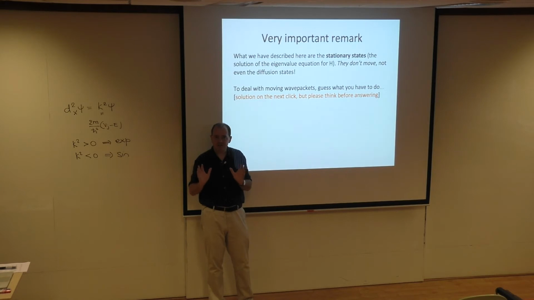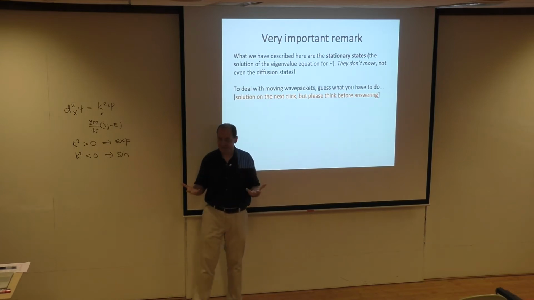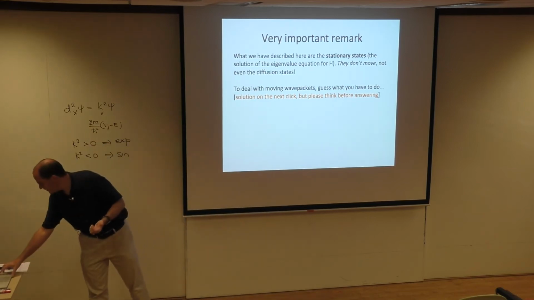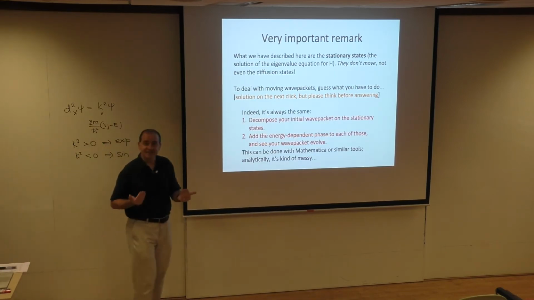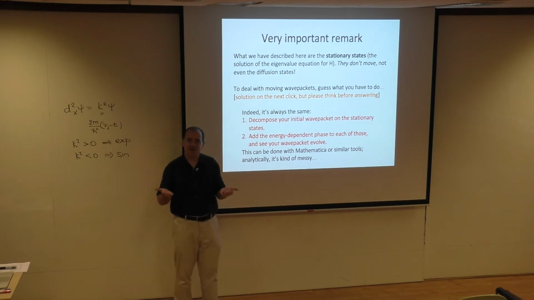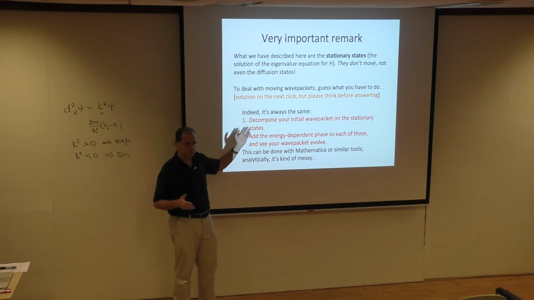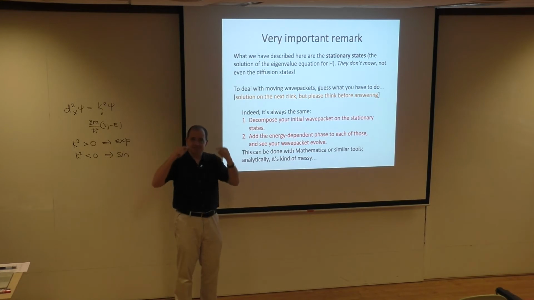Well, think again about your theory of Fourier transforms, right? A wave packet is a sum of, let's say, typically plane waves. What would you have to do in order to describe something that moves? Well, the usual thing, right? What is the usual thing? Decompose your initial wave packet on the eigenstates of the Hamiltonian, those guys, apply the typical phase and see how it evolves.